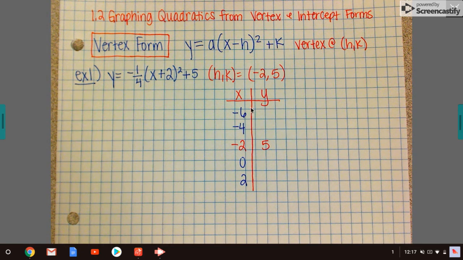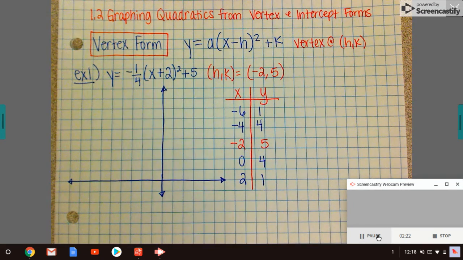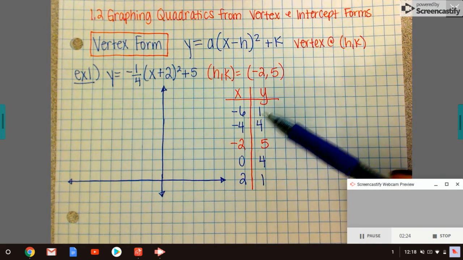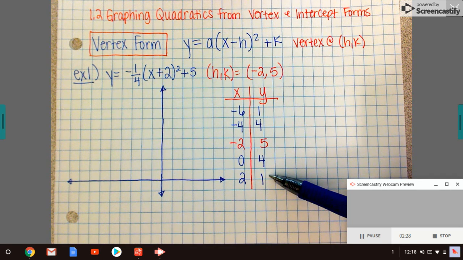We'll take our x value and plug it in for the one x that's in our equation. You can do it algebraically like that, or you can use your calculator's table function in order to do that as well. So take a moment and find those. When you click play, we'll have those filled in. All right, check your values with mine. I have negative 6, 1. Negative 4, 4. 0, 4. And 2, 1.